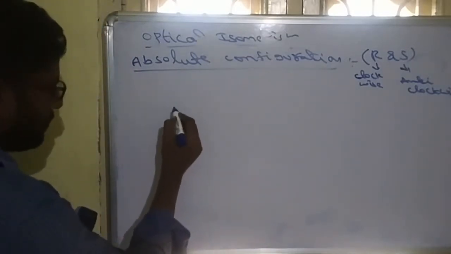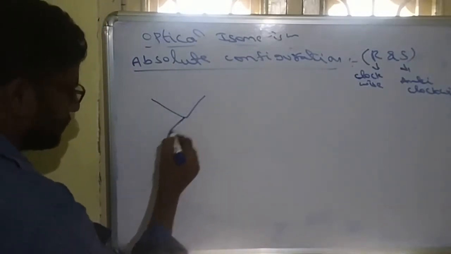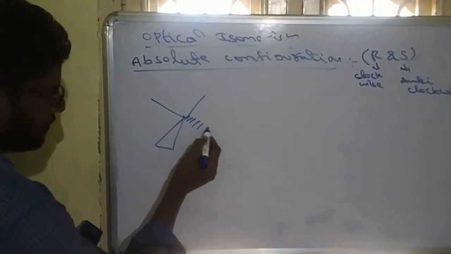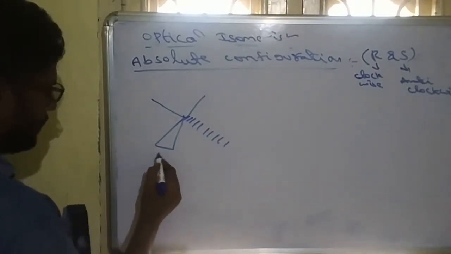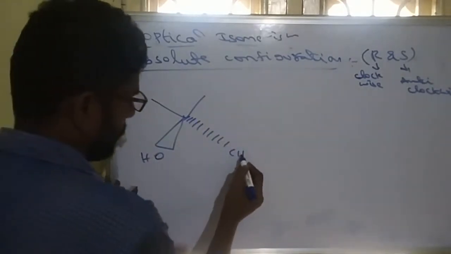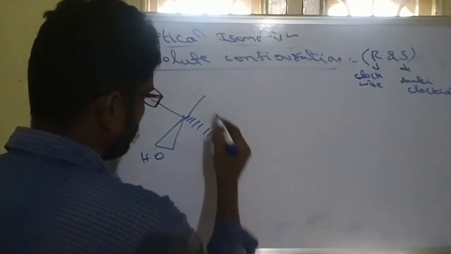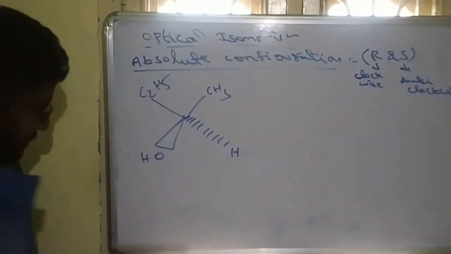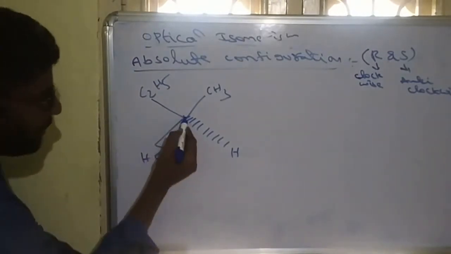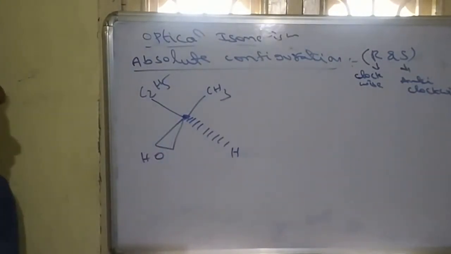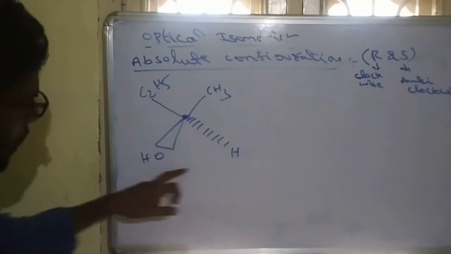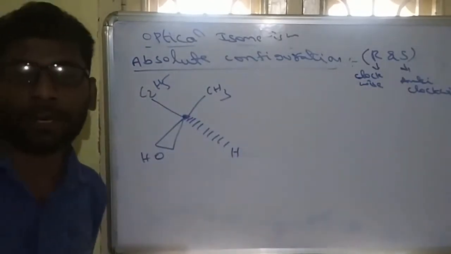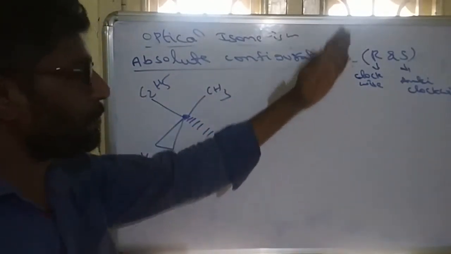Suppose a given molecule is like this. Here OH is given, hydrogen, CH3, C2H5. The central atom is carbon. This is a chiral carbon. All four are different, so it will show optical activity. But is it an R isomer or an S isomer?